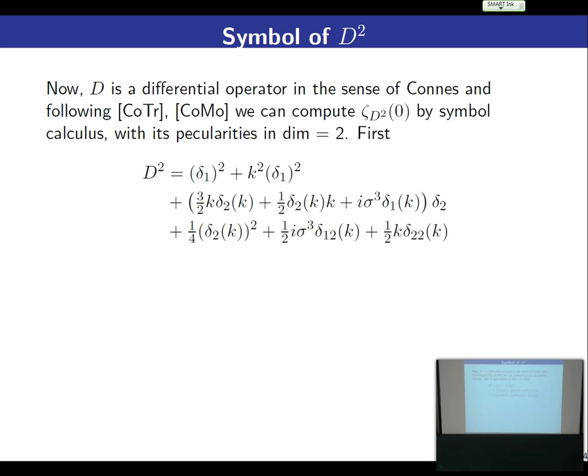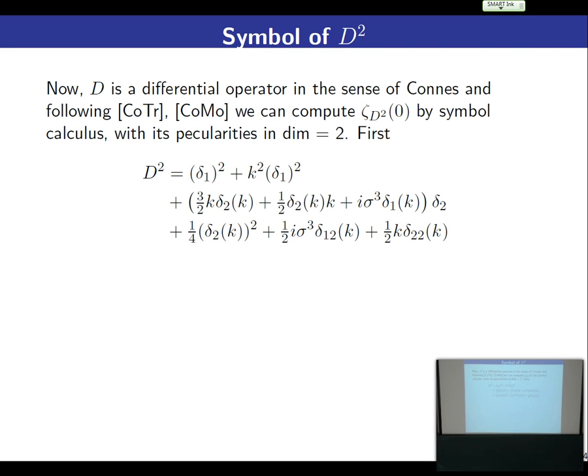Now D is actually a differential operator in the sense of Connes, and one can follow Connes-Tretkoff, Connes-Moscovici, and the other computations by Khalkhali, Fathizadeh, which were already done, and compute this zeta function at 0 of the square of this Dirac operator by symbol calculus, with peculiarities in dimension 2. So the first step is to compute the square of the Dirac operator. It has this number of terms.